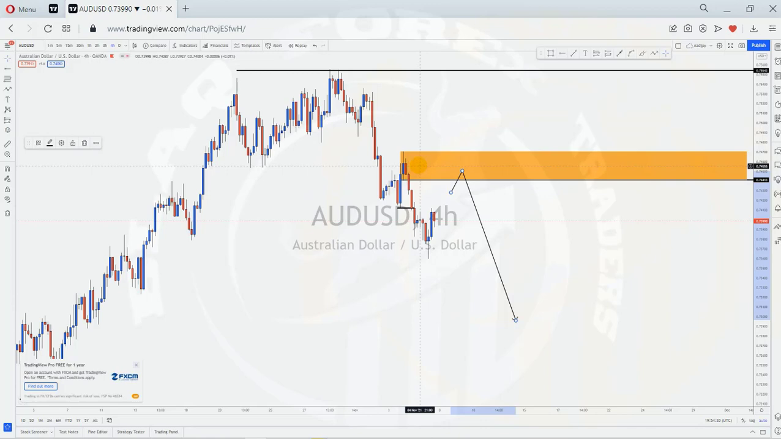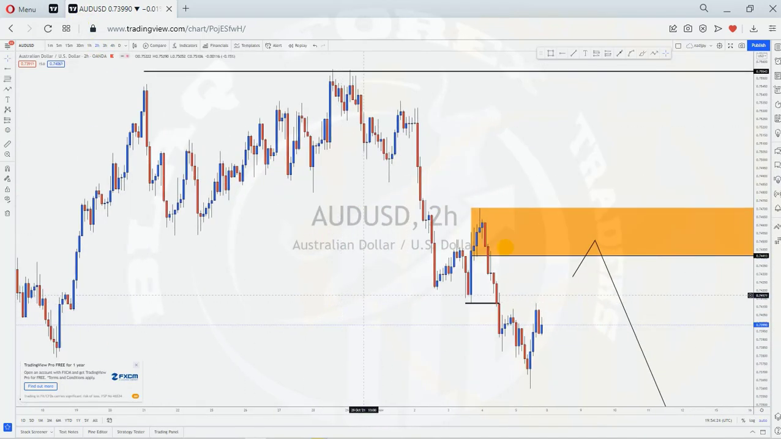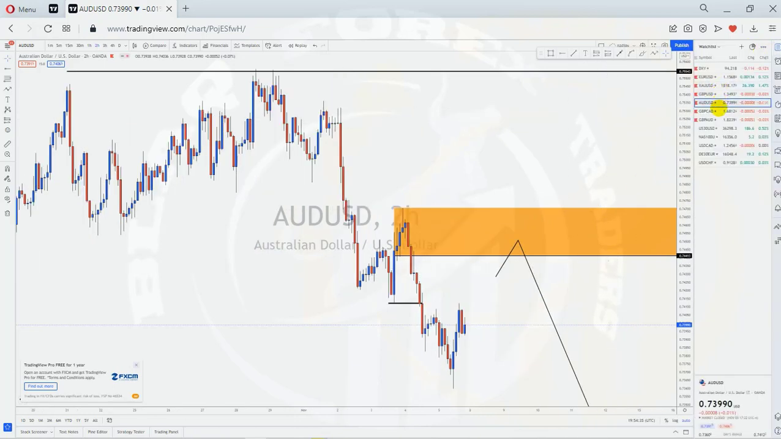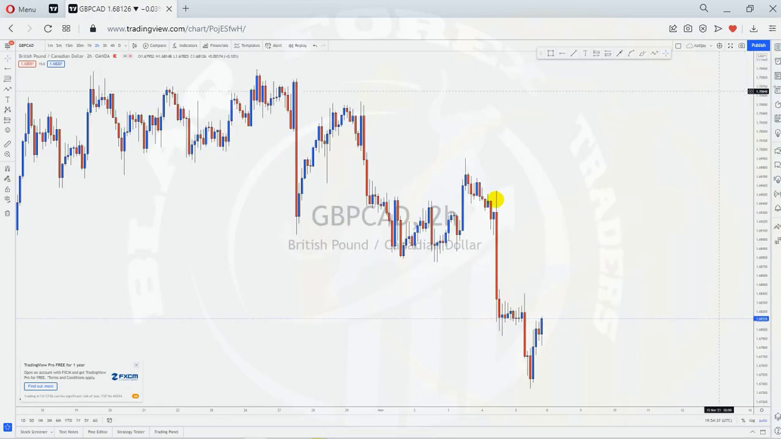So this is our H4 order block here. When I go to a smaller time frame, I just readjust the lines, this box, but eventually around this level here, this is where you look forward to a sell. So then you're gonna take the trade there. Then let's go to GBPCAD.